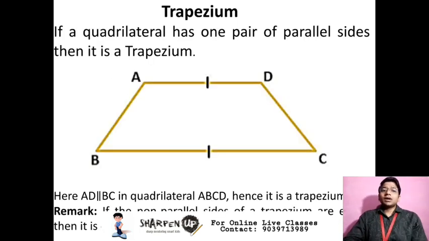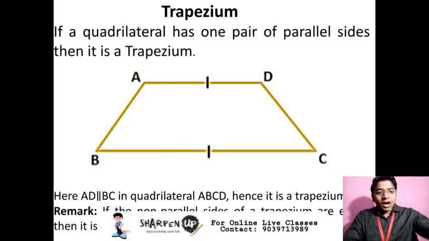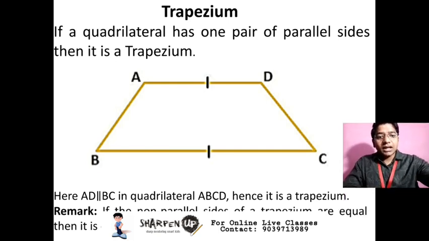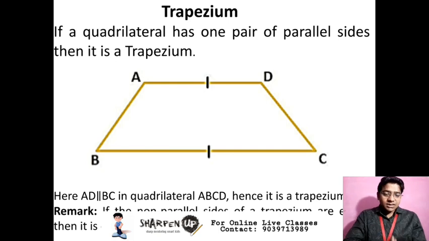So let's start with the properties of trapezium. If a quadrilateral has one pair of parallel sides, then it is a trapezium. Here AD and BC are the parallel sides. Here is a remark for you: if the non-parallel sides, that is AB and DC, of a trapezium are equal, then it is called an isosceles trapezium.